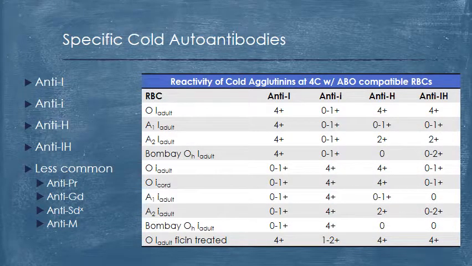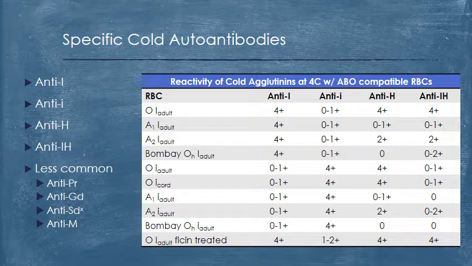Now, the specific cold autoantibodies that you've already heard about as we went through the different antigens. Obviously, the anti-big I, that's a high frequency antigen. It's in almost all adults. But it does occur. Adults can produce an auto anti-I. In most cases, it's not a problem again.